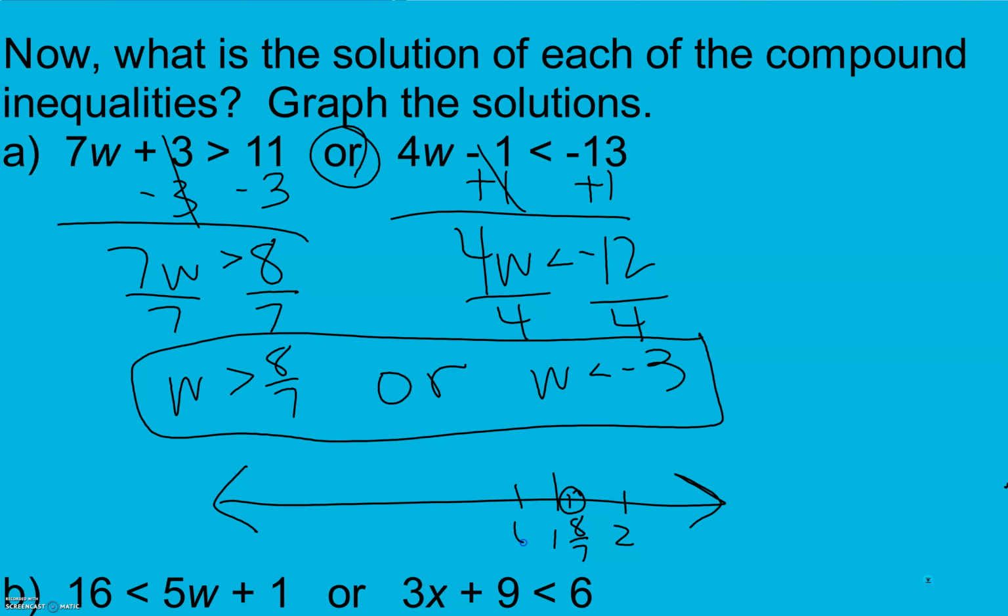-8/7. -3. We want numbers that are greater than 8/7, like 2. And numbers that are less than -3, like -4. And there we go.